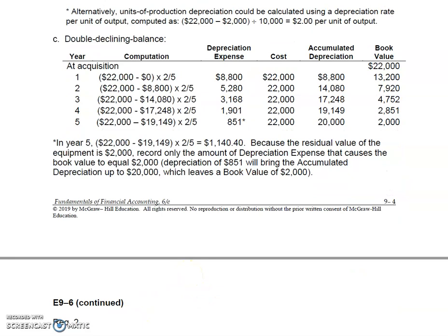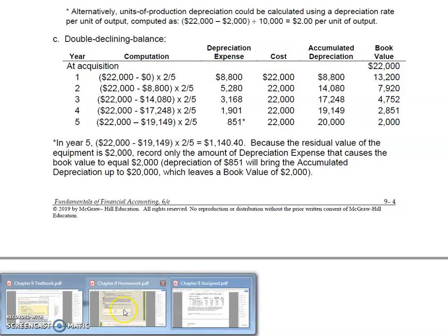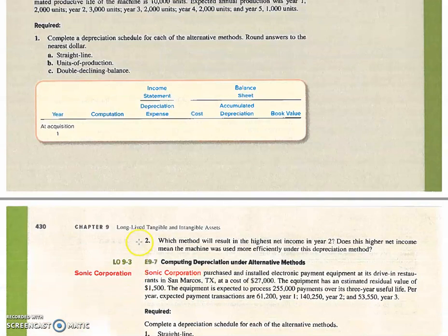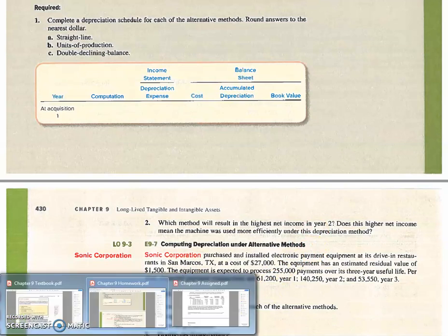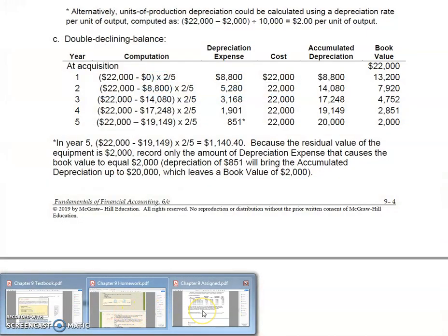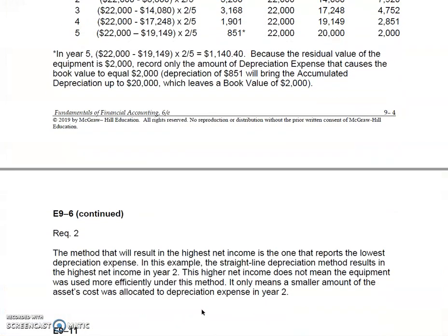Okay, requirement 2. So there were more requirements. Let's go back and look at them. There it is. Which method will result in the highest net income in year 2? Well, the highest net income would come in the year with the lowest depreciation expense for that year. So does this higher net income mean the machine was used more efficiently under this depreciation method? No, it does not. The depreciation has nothing to do with efficiency.